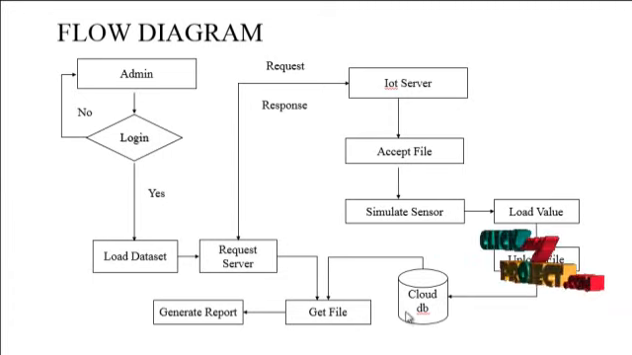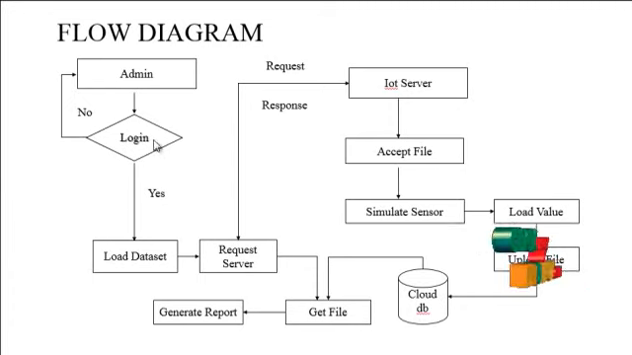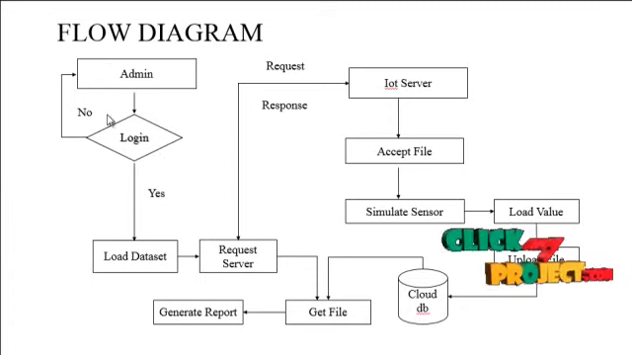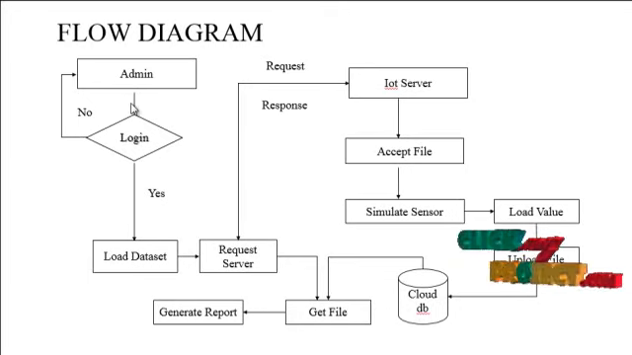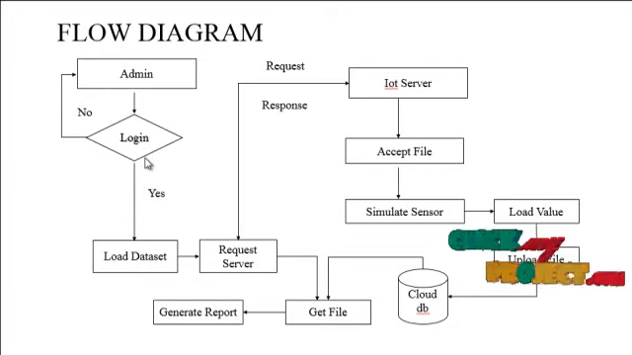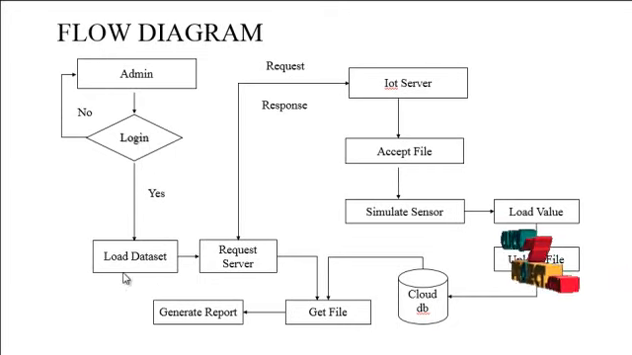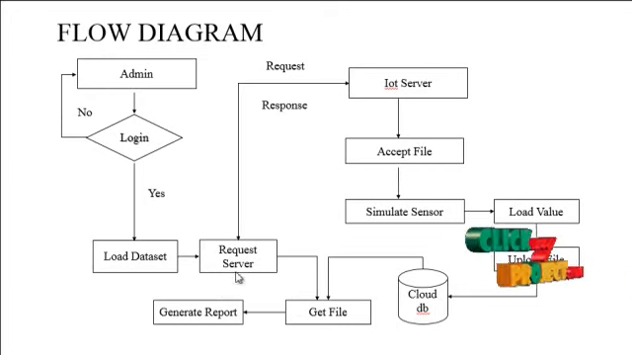Now we can see the flow diagram of the system. As we already said, there are three modules: admin, cloud and IoT server. First the admin will log in to the system. If they first want to sign up, they can; if the login is correct, they will do the process, or else they are redirected to the login page. After a successful login, the admin loads the dataset, and it is requested to the server.